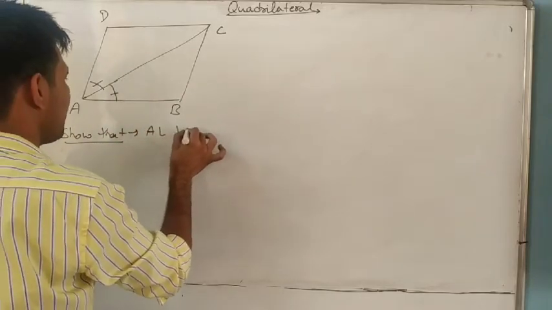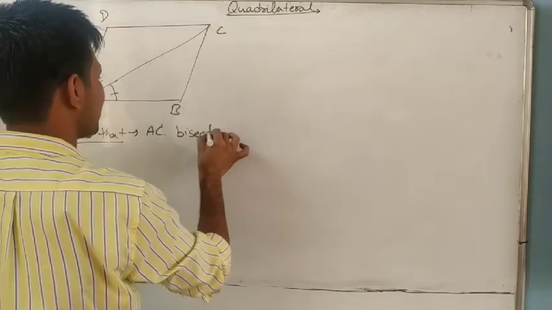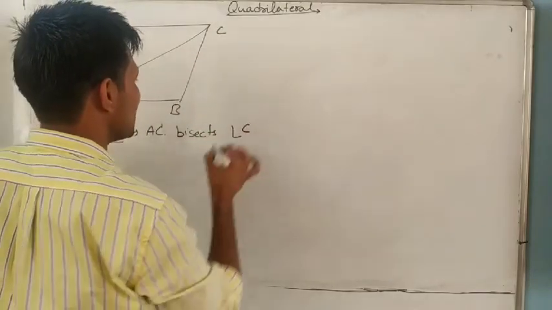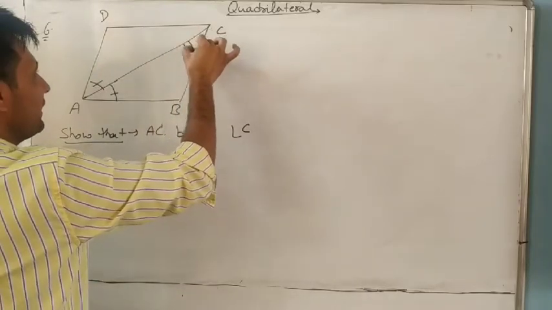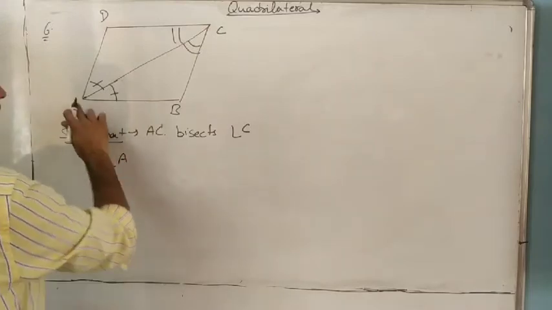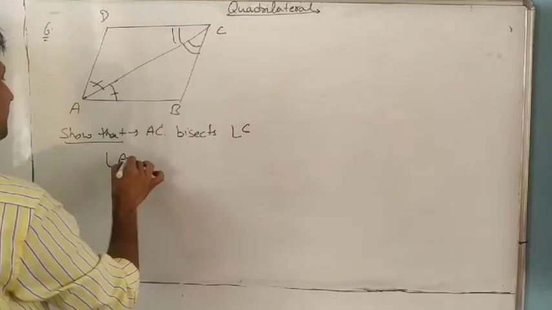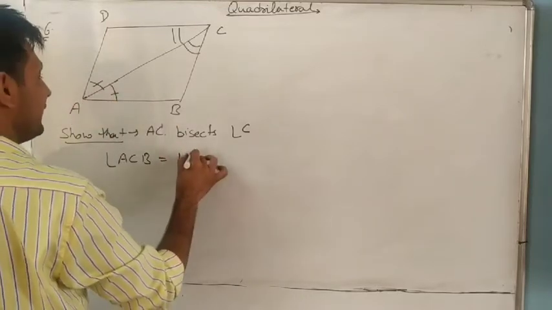Show that diagonal AC bisects angle C also. To bisect angle C means we want to prove that this angle and this angle are equal. So we want to prove that angle ACB equals angle ACD.